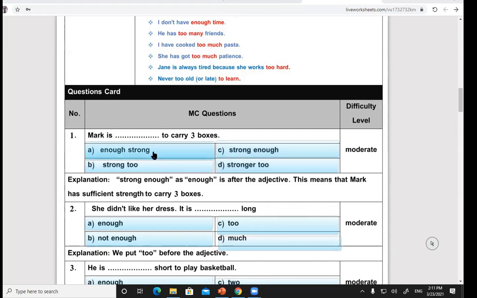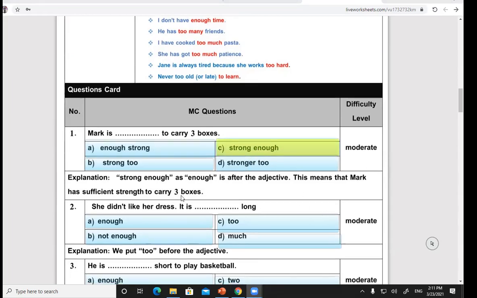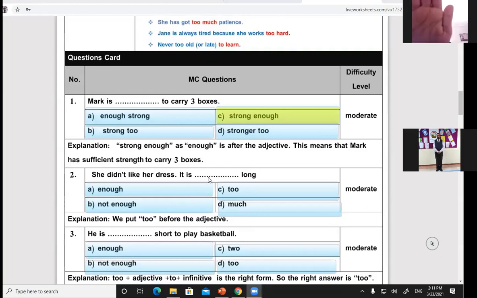Mark, where is the answer? Which is the right answer? Mark is to carry three boxes. Enough is strong enough, huh? Strong enough. Okay. This is the next after this.